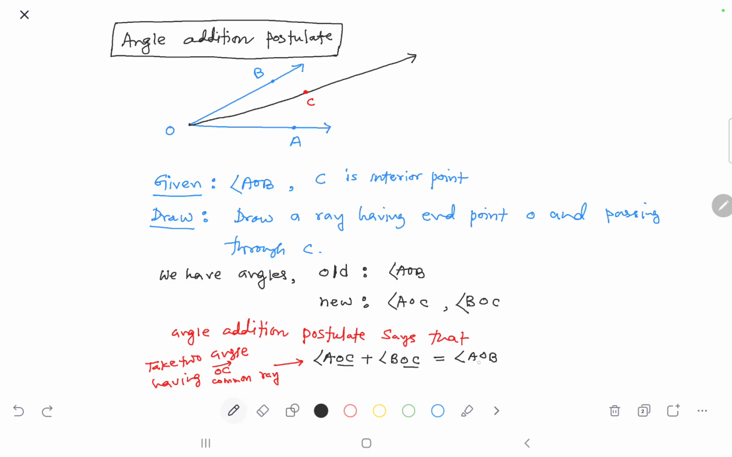So basically, the angle postulate tells us that if you take any interior point and make a ray to that interior point, having the endpoint of the previous angle, then if you add those two angles together, or cut them out from the plane and put them in another place and join them through the OC ray, you get the same angle AOB. The measure will not change. Okay, Muhammad. Yeah. Okay, that is the idea behind the angle addition postulate.